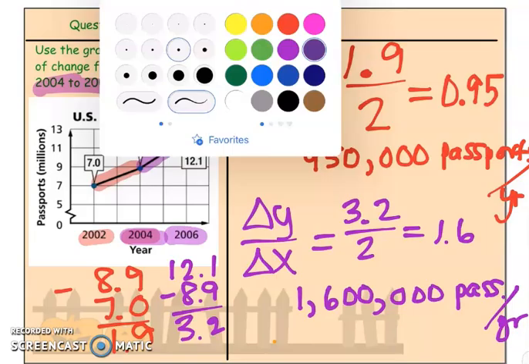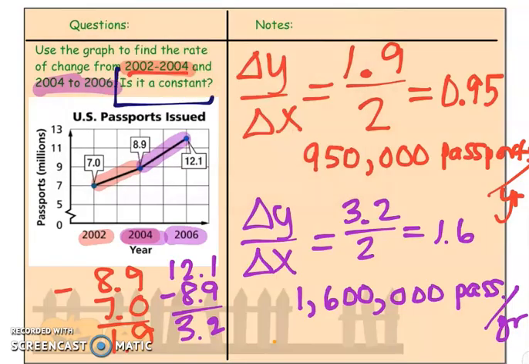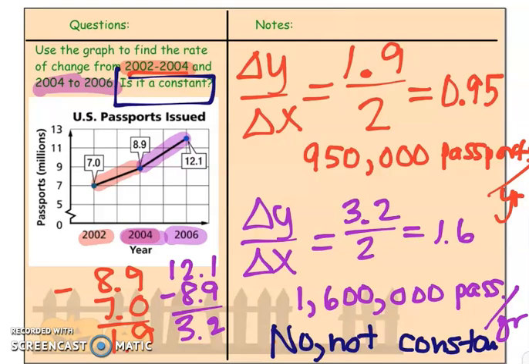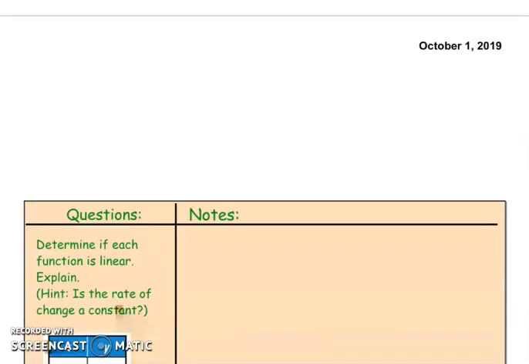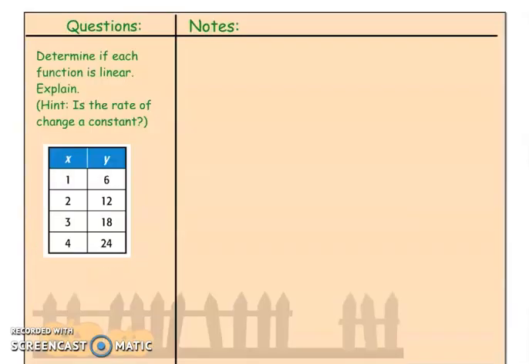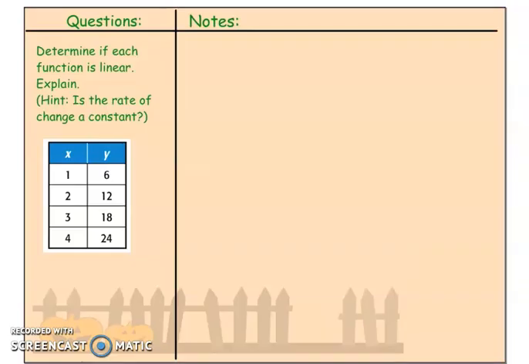And then to answer the question about is it a constant, this one is no. It's not constant because we got different values. Constant means that it stays the same. When something is a constant, it's not changing. Okay, so be careful with your graphs. When you're finding the change in y and the change in x, remember to use subtraction and then ask yourself, is it a positive or negative? Is this increasing or is this decreasing?